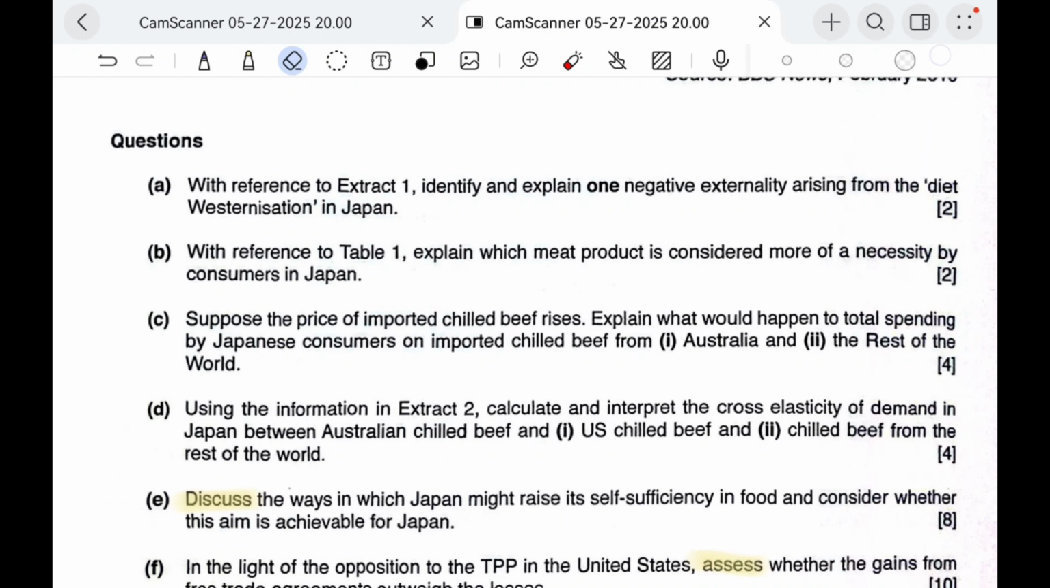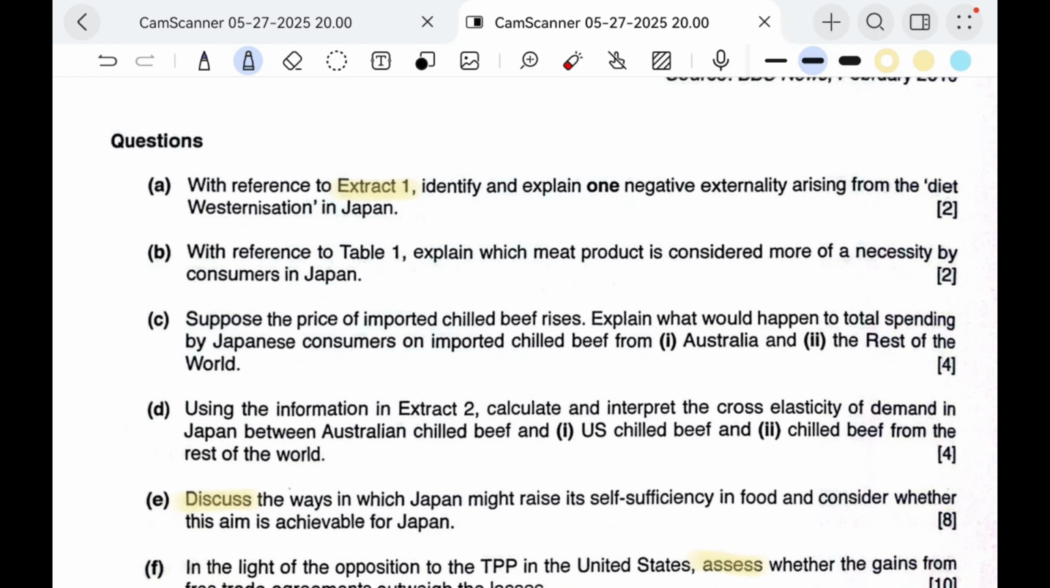Okay, so the first question, with reference to extract 1, identify and explain one negative externality arising from the diet westernization in Japan. Okay, for questions, sometimes they are nice. They will tell you they want you to look from which source or extract or table. But some questions, they don't do so.